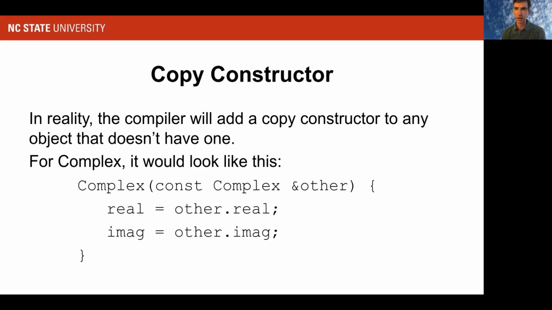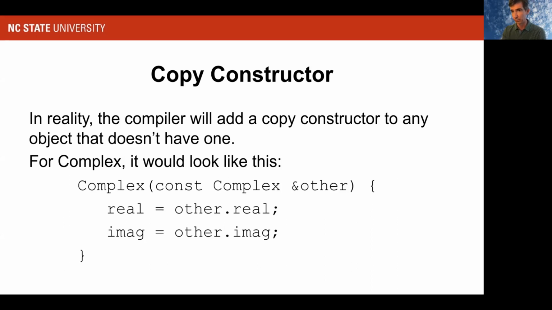Okay, so anytime we want a copy constructor, we just have to follow this form. We make a constructor, right? That means it has the same name as the class. And then we specify a reference to another object of the same type that we're going to use to make the copy. And then we just spell out exactly how we copy the fields over.